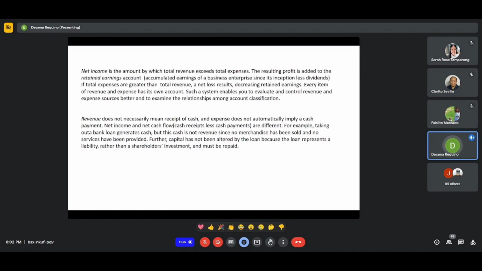For example, taking out a bank loan generates cash, but this cash is not a revenue since no merchandise has been sold and no services has been provided. Further, capital has not been altered by the loan because the loan represents a liability rather than a shareholder's investment and must be repaid.